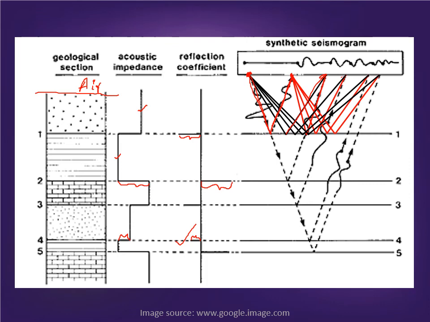So you can see basically, and similarly this can happen in these layers also. You can see that a single geophone will receive multiple reflected waves at different time intervals. Now, for a human being, it is very difficult to separate out which reflected wave received by the geophones is coming from which layer interface.